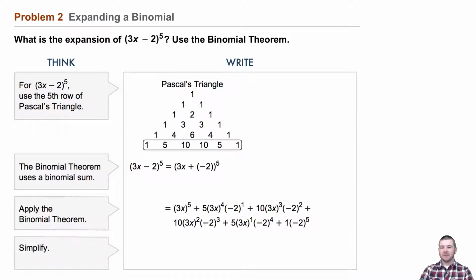Finally think, simplify, and simplify. Write the simplest form, standard form, as 243x to the 5th power minus 810x to the 4th power plus 1080x cubed minus 720x squared plus 240x minus 32.